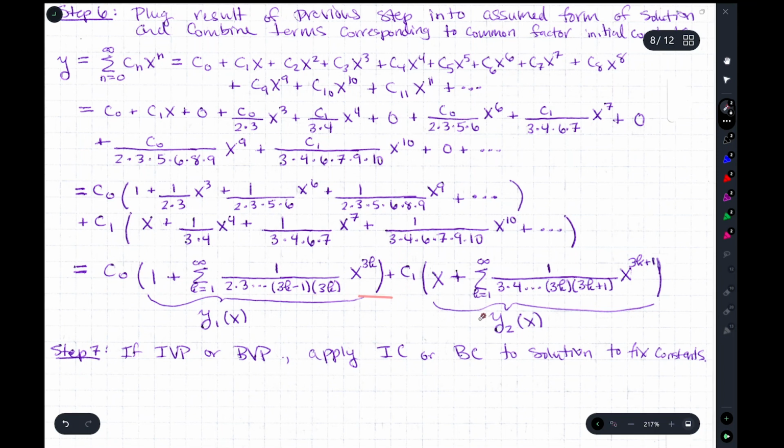And you actually get y1 and y2 by combining the terms that depend on C naught and that depend on C1 independently. And the final step is that if we have an initial value problem or boundary value problem, we would apply the initial conditions or boundary conditions on this solution. We just literally plug them in to fix C naught and C1.